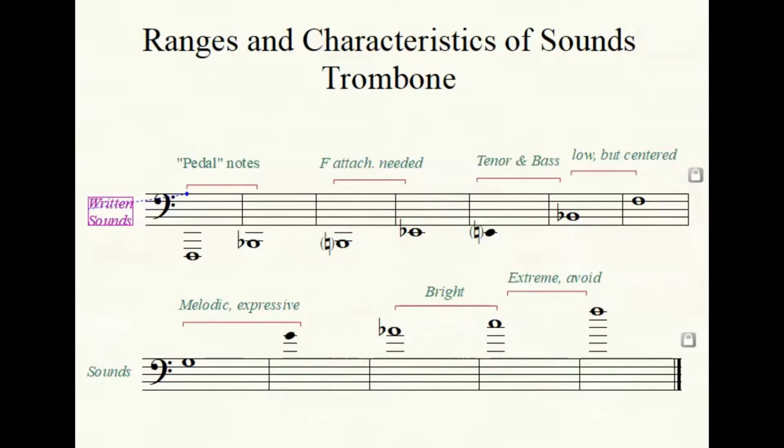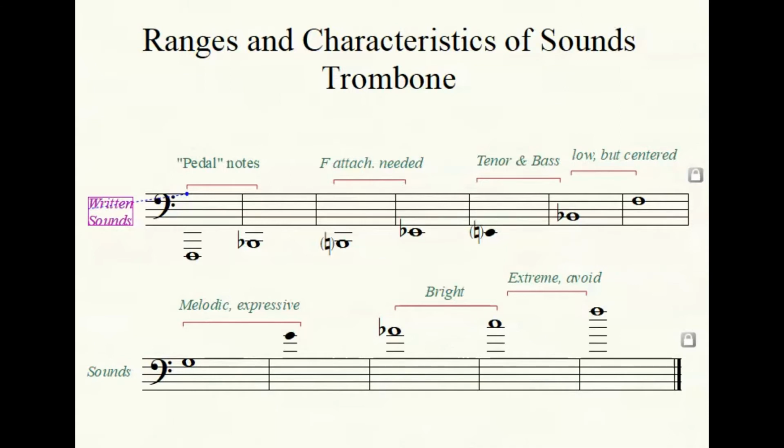Okay, we're going to continue on with ranges and characteristics of sounds of instruments, and this is going to be the trombone. Now, keep in mind there really are a couple different trombones, bass trombone and tenor. There's actually alto in those, but the ones you want to be concerned with are bass trombone and trombone. And I'll explain the differences because sometimes it's a little confusing.